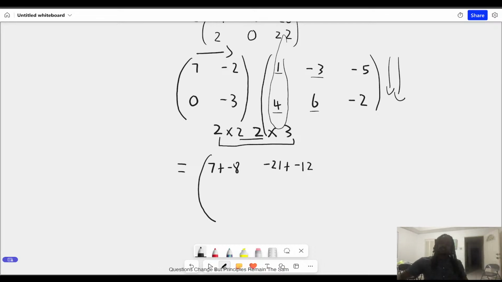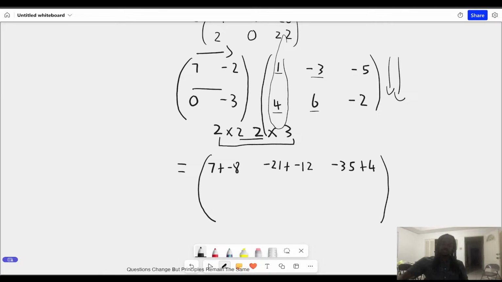Then let's go again, row by column. 7 times -5, -35. Plus second number by second number, -2 times -2, 4. Close my brackets because I don't have any other. There are no more columns, sorry, to multiply the 7 and the -2 by.